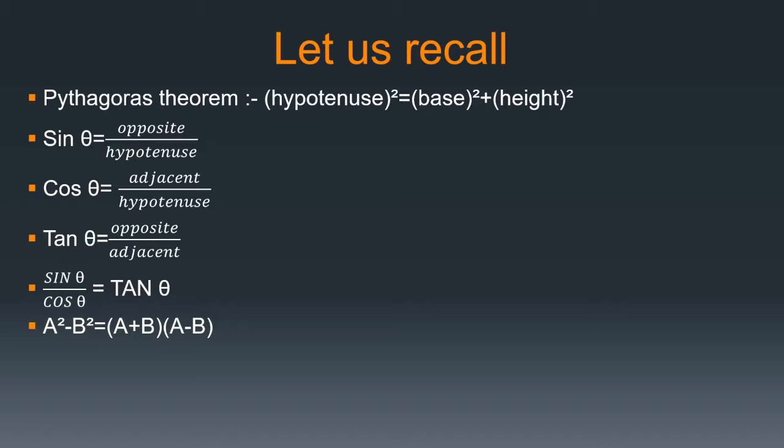A square minus b square is equal to a plus b multiplied by a minus b. These are all formulas we have already studied in the previous classes. Now we are going to use these formulas to solve the sums further.